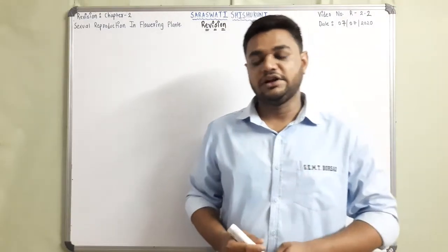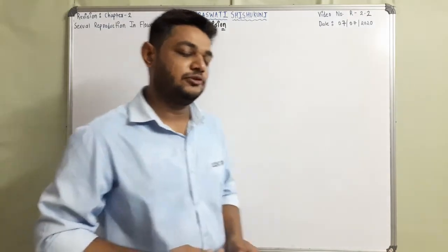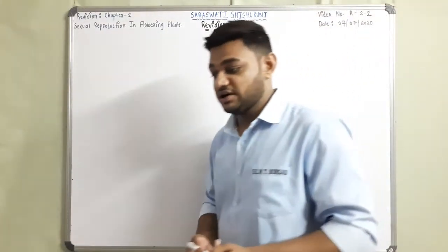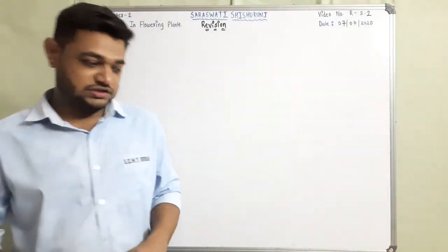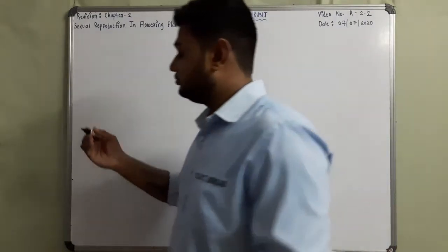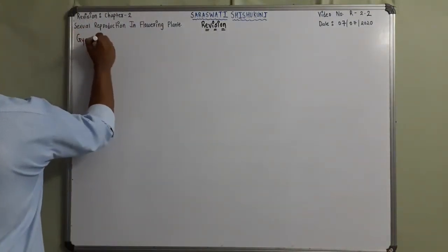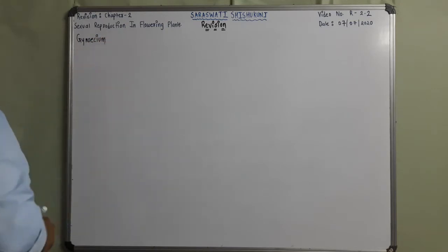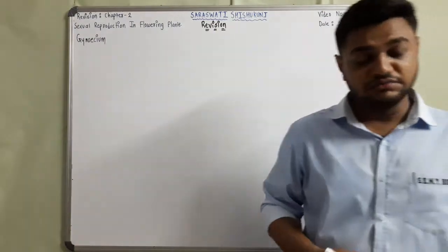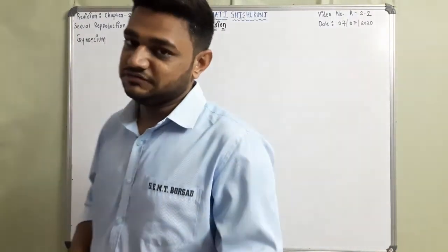Hello students, welcome back. Today we are going to revise topic number 2 of chapter number 2, that is about the female reproductive parts and types of pollination. Today we are going to discuss the gynoecium. Gynoecium is the female reproductive part. In the previous topic we discussed the male reproductive part, and in this video we are going to discuss the female reproductive part, that is gynoecium.